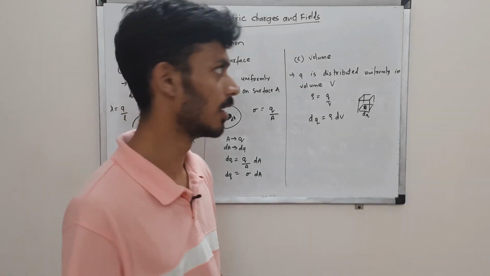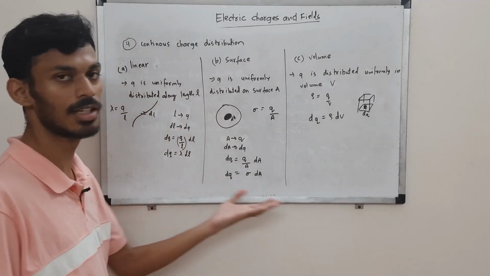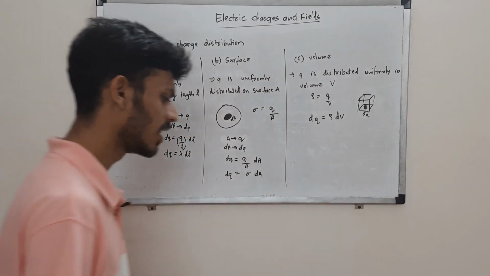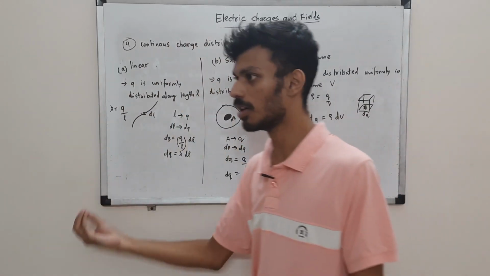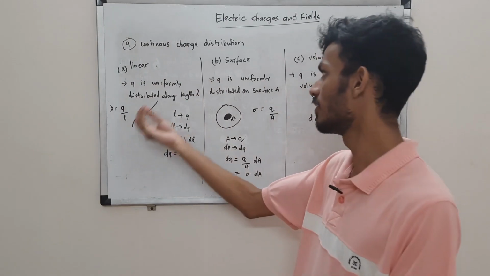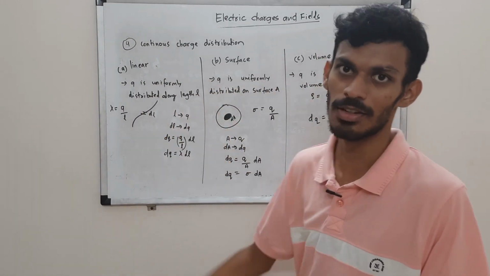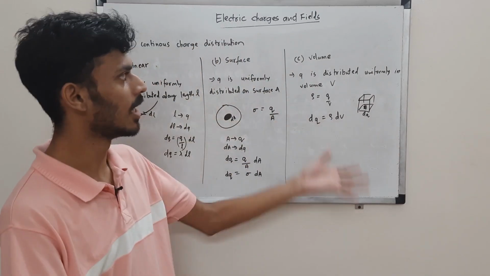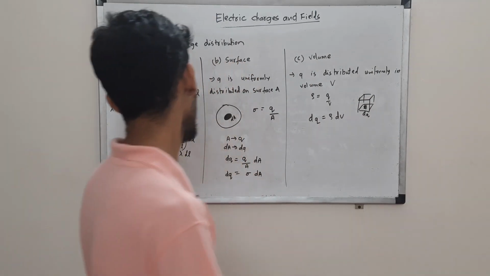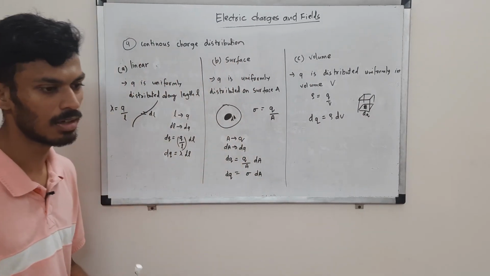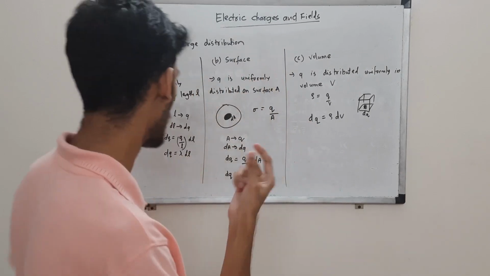Let us discuss different types of charge distribution, the continuous charge distributions. We have three of them: linear, surface, and volume. In this we are going to take a charge Q. In the linear one, we uniformly distribute it along the length of a wire. In surface, we uniformly distribute it over the entire surface of area A. In volume, we uniformly distribute it throughout the entire volume. So what is the use? We can find the small value of the charge in a small element.